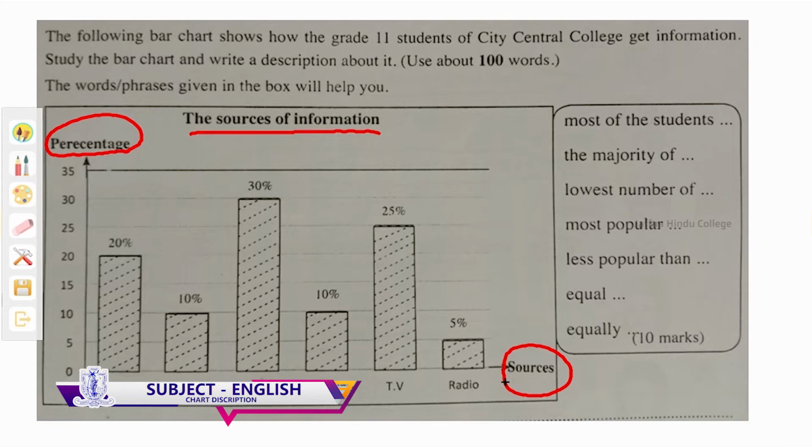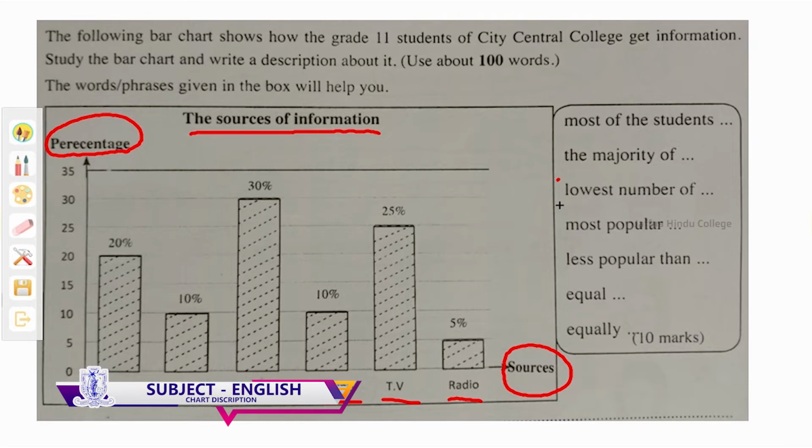What are the categories mentioned here? The internet, newspaper, books, magazine, TV and radio are the categories mentioned in the graph. In the y-axis, it is mentioned in percentages. The words they have given you are most of the students, the majority of, lowest number of, most popular, less popular than, equal or equally. First, study the graph carefully. What is the highest source of information? Read the instruction carefully. The following bar chart shows how the grade 11 students of City Central College get information.